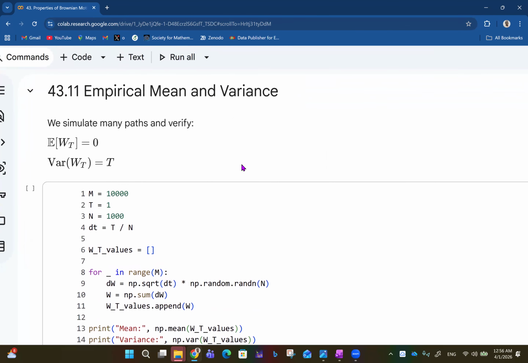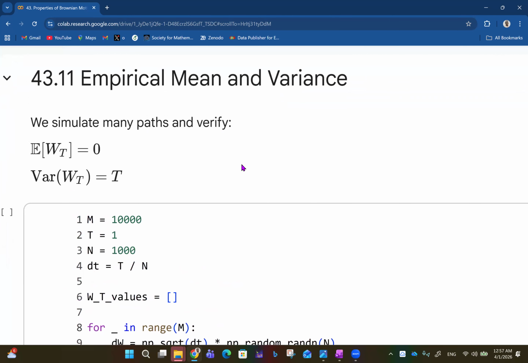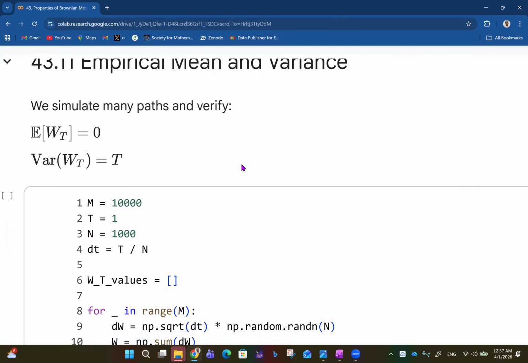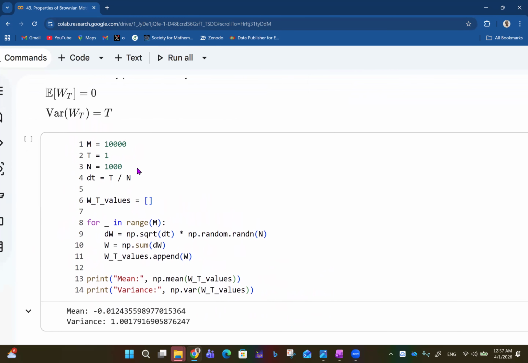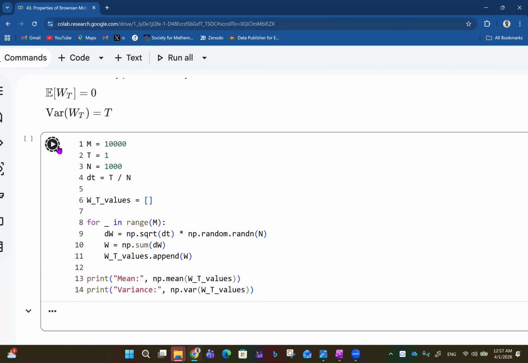We simulate many paths so we can verify that the expected value of any Brownian motion is actually zero and the variance of W sub t is actually t. So that's straight to the point. Here, if we run this now, you already have that mean minus zero. You have something very close to zero in short.